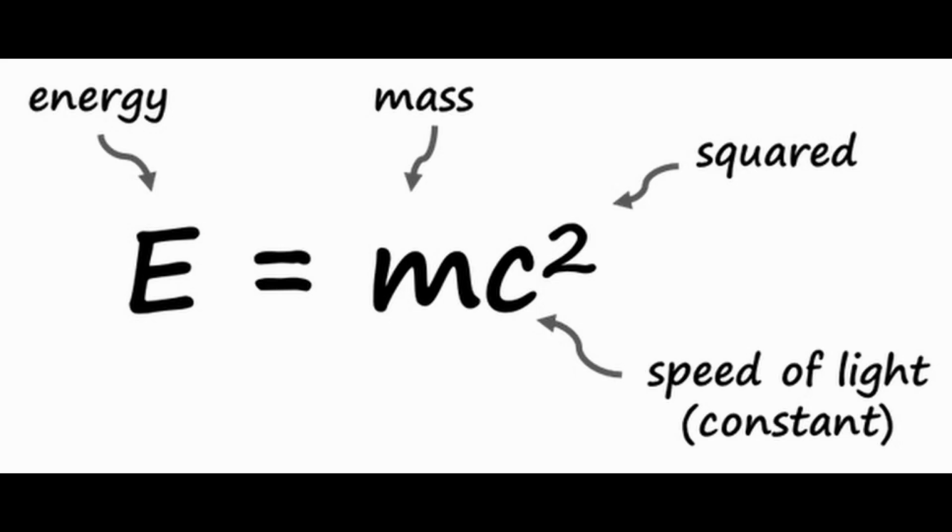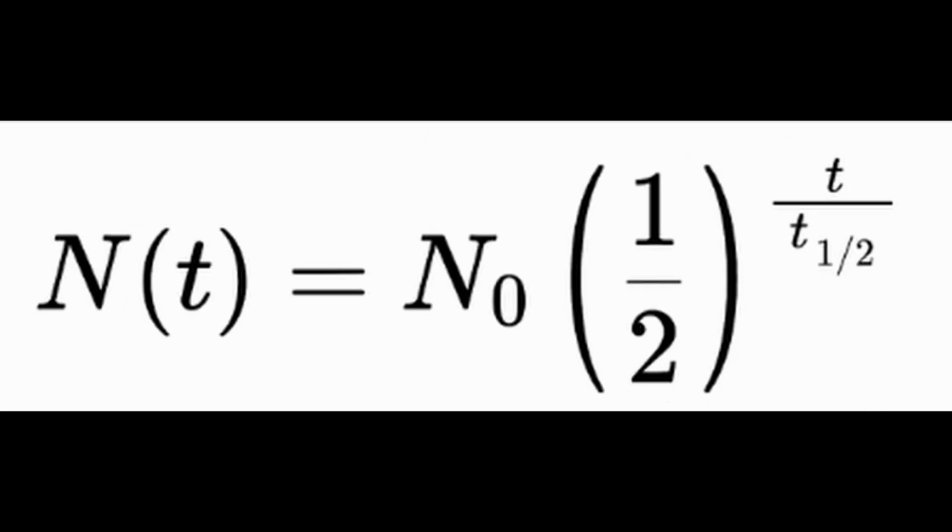Alright, so we all know who this man is. This guy is Albert Einstein. What did Albert Einstein do? He created E equals mc squared, with E being energy, m being mass, c being the speed of light, and that being squared on the right side. E equals mc squared actually represents the nuclear binding energy. Next up, we're going to be talking about half-life.